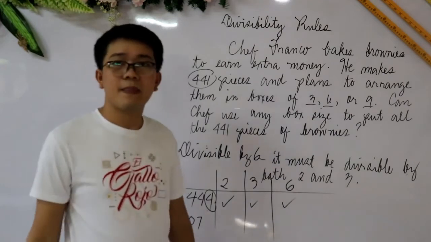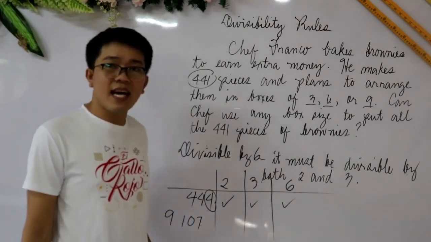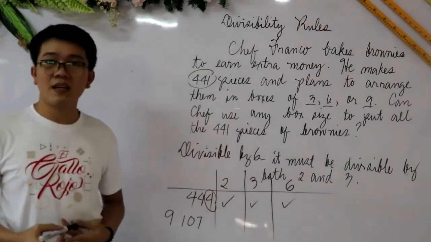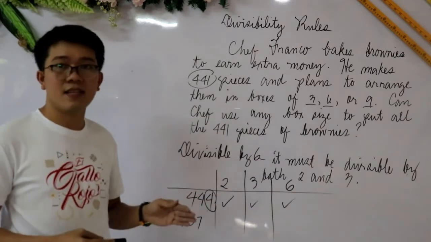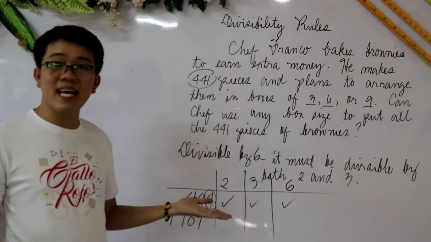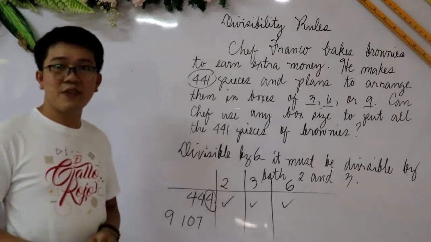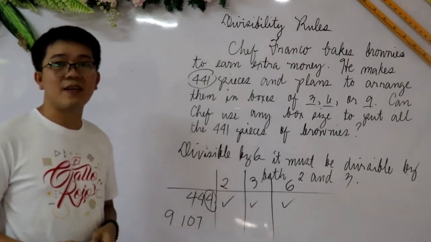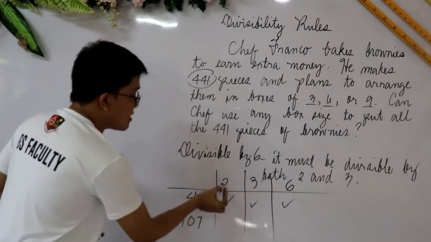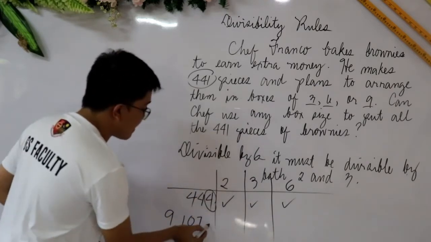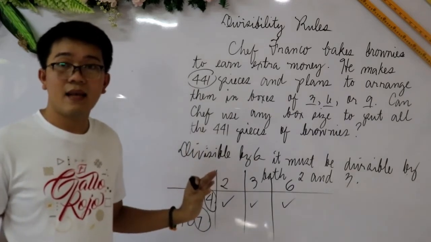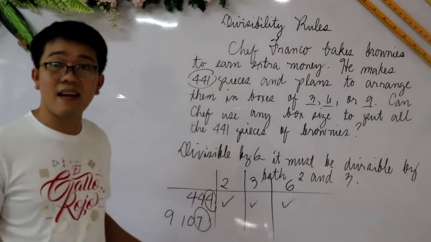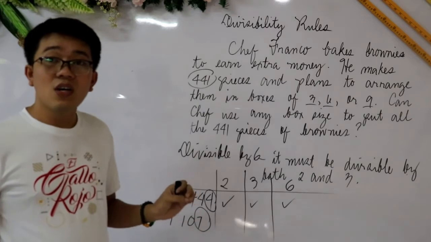9,107. This 9,107 here, a 4-digit number, do you think it is divisible by 6? Okay, we cannot proceed unless we check it first by divisibility rules number 2 and 3. First, is it divisible by 2? Is the last digit even? It is not even, right? Because it ends with 7, and 7 is an odd digit.